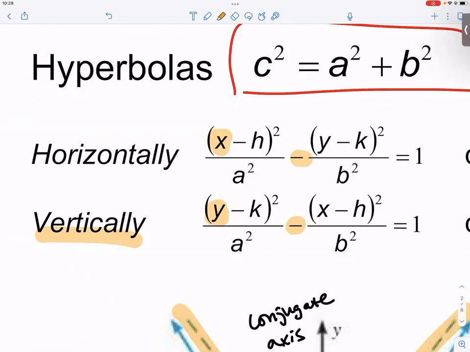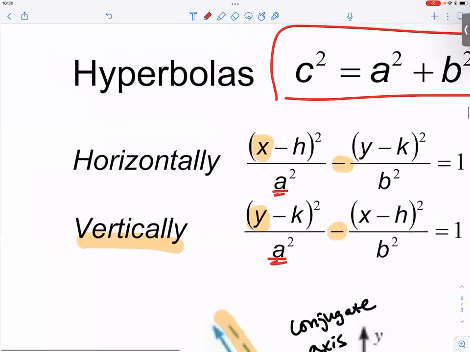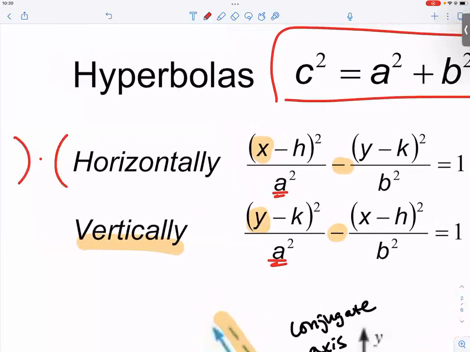Okay. What about the placement of A and B? Well, the A is always from the center to the vertex. So A would always sit up front. That indicates the value from the center to the vertex. So think about this. If it's a horizontal hyperbola, it's going to be like this. Well, this is going to be your A value. If it's a vertical hyperbola, that's the center, this is the A value.